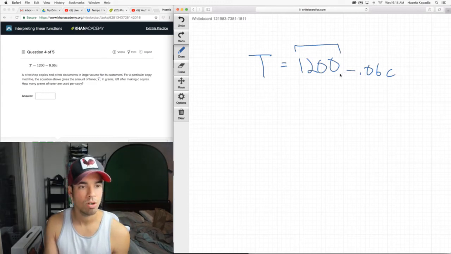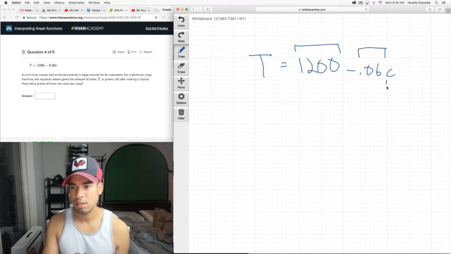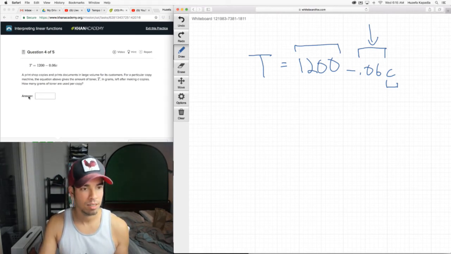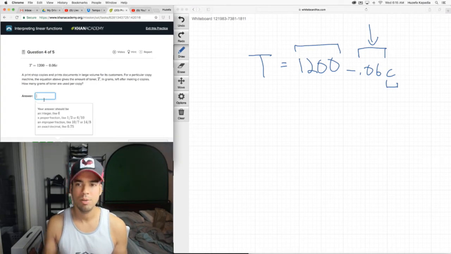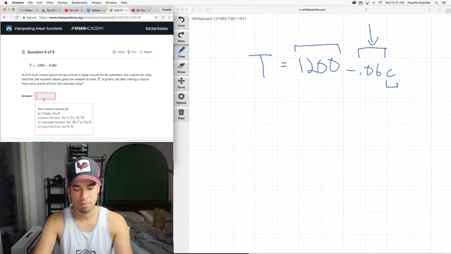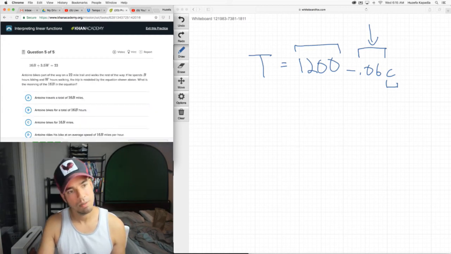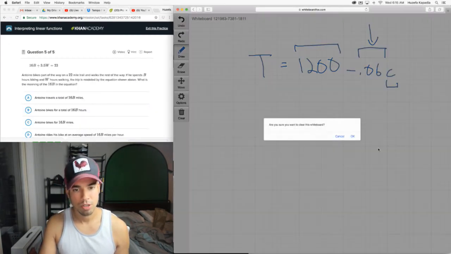So how many grams of toner are used per copy? Again, this is the number of copies. This is per copy. This is the change for every one copy. So it's literally as easy as identifying that and plugging it in. You basically only have 2 options to choose from, right? Where you have 0.06 or you have 1,200. So I'm going to say 0.06. And that's good. Final question, number 5.